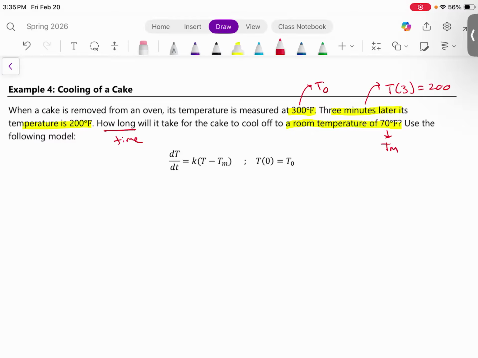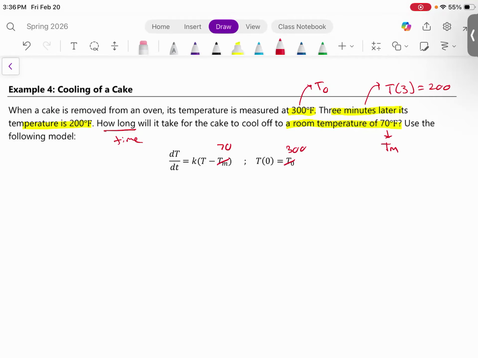Okay, so we have a couple temperatures that we could fill out our Newton's law of cooling differential equation with. I can put in 70 for T sub M, our ambient temperature, and then we know our initial temperature is 300, so I can cross out and replace.